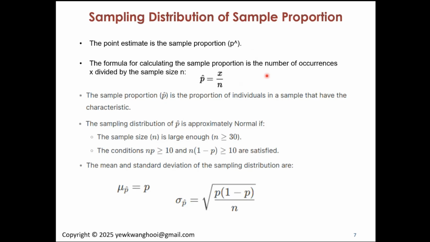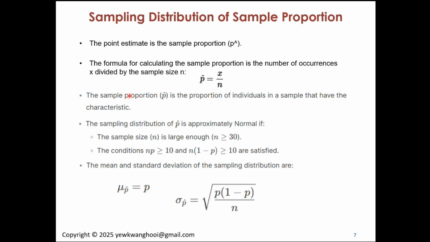Now, the hatted P. Sorry about this sign. It should look like this. The hatted P that you see in the formula is called point estimate. It refers to the proportion. Because a proportion is from 0% to 100%, but usually we just use 0, 0.1, 0.2, 0.3 up to 1.0. So 0.5 means 50% of the sample. 0.75 means 75% of the sample. To come out with the point estimate or sample proportion, the formula is as follows.